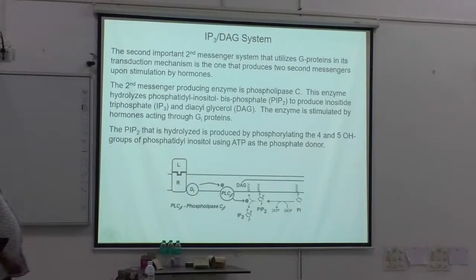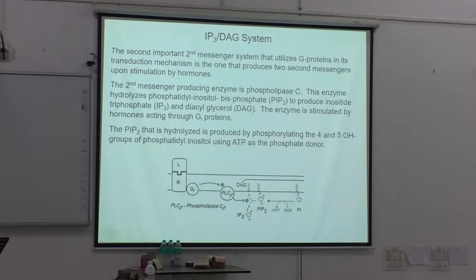IP3, DAG, এই ছবিটা দেখে রাখতে পারো। This diagram, রাইটিংটা লেখা আছে এখানে। Diacylglycerol আর ফসফোলিপিড কোথায় পাবে? Membrane phospholipid is broken down by phospholipase C.